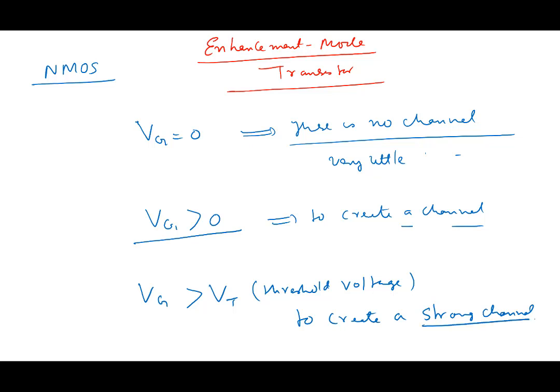Okay? To create a strong channel. The word is strong channel. For VG less than VT, the channel is there, but it's a weak channel. Weak means it cannot carry too much current. For VG above VT, the channel is a strong channel. Strong in the sense that it has more electrons and it can carry more current. Alright, so let me show you now how this enhancement mode transistor is made.